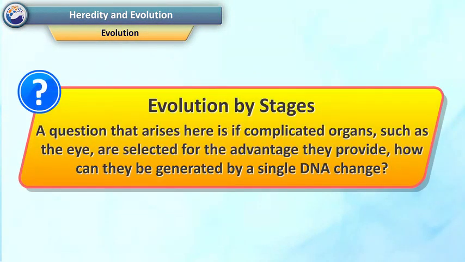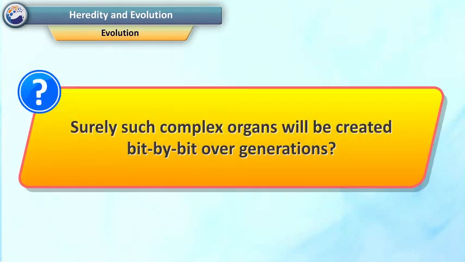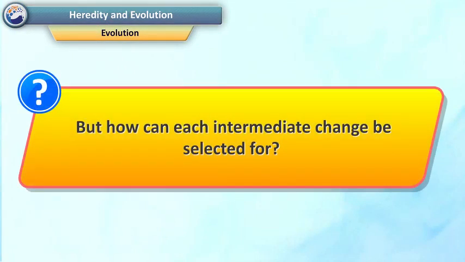Evolution by stages. A question that arises here is, if complicated organs, such as the eye, are selected for the advantage they provide, how can they be generated by a single DNA change? Surely such complex organs will be created bit by bit over generations? But how can each intermediate change be selected for?